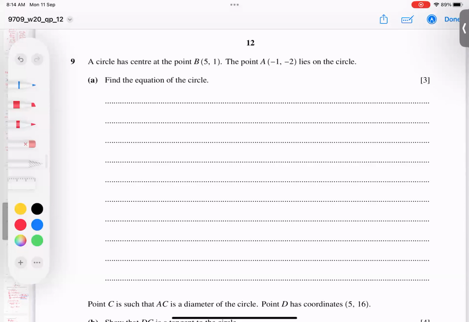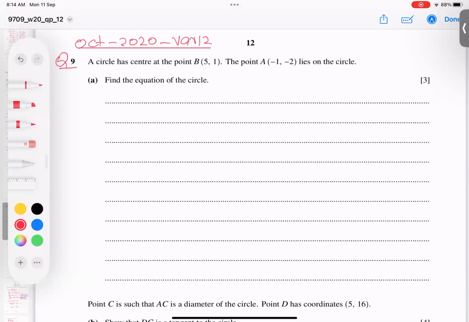Bismillah ar-Rahman ar-Rahim. This is a question from October 2020, variant 12, and the question number is 9.